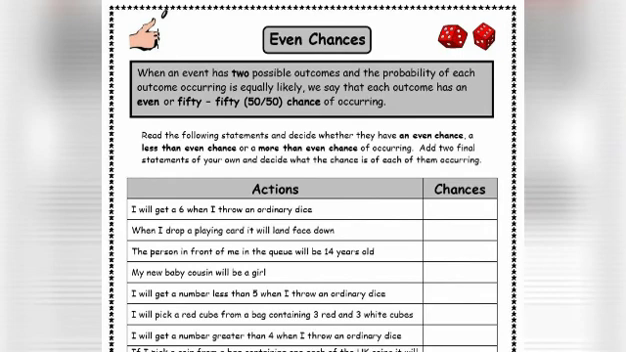For today's home learning task, go to our P6 numeracy page and download the Even Chances activity. Read the statements on the page and decide whether they have an even chance of occurring, a less than even chance, or a more than even chance of occurring. At the bottom of the page there are 2 spaces. Add 2 final statements of your own and decide what the chance is of each of them occurring.